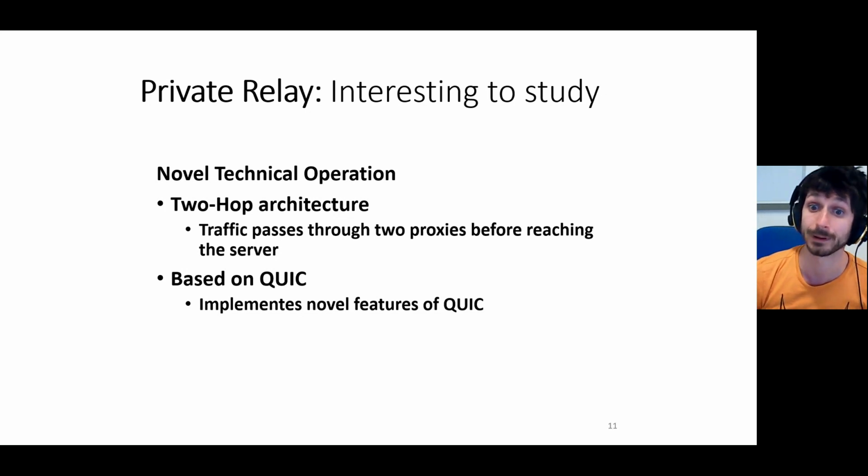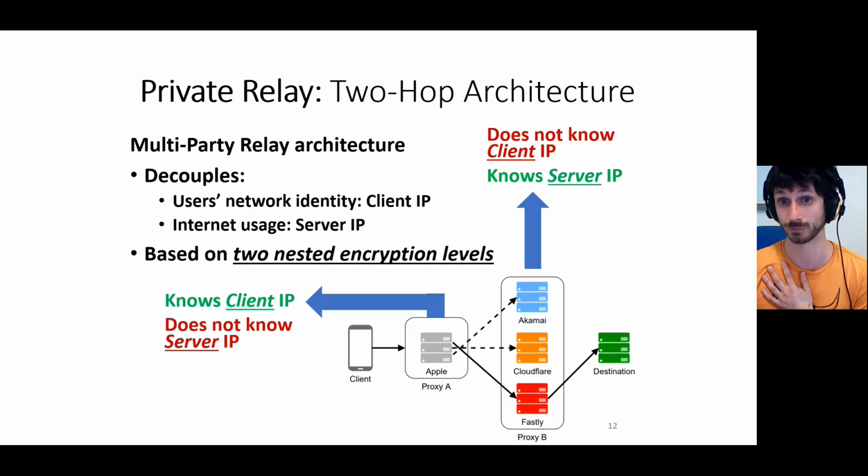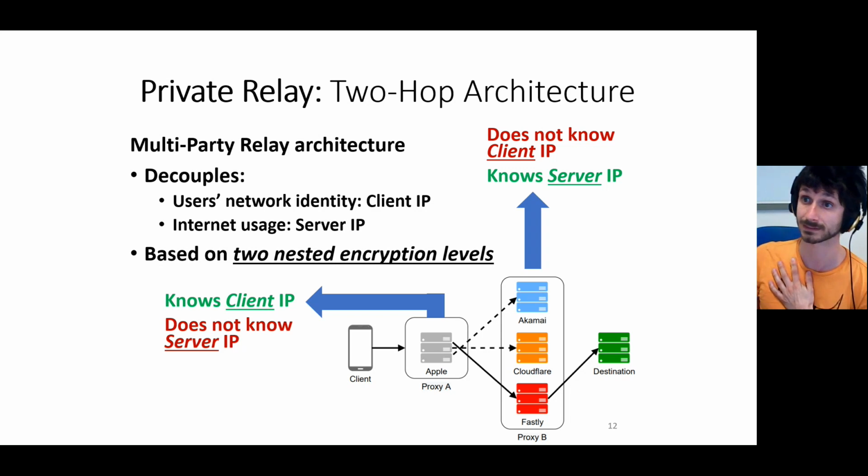It has a two-hop architecture, so the client traffic passes through two proxies, two relays, before reaching the final server. And also, Private Relay is the first attempt to have a QUIC-based VPN. It is implemented using QUIC, and it also implements some novel features of QUIC. Let's see a bit how Private Relay works.